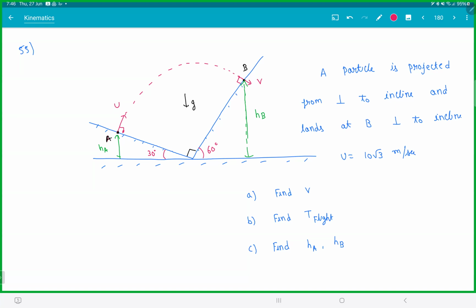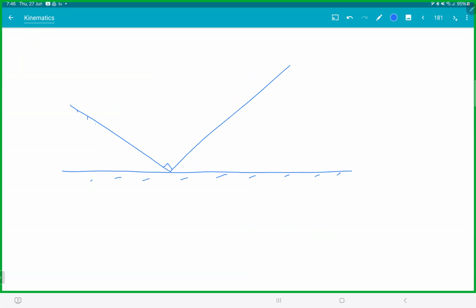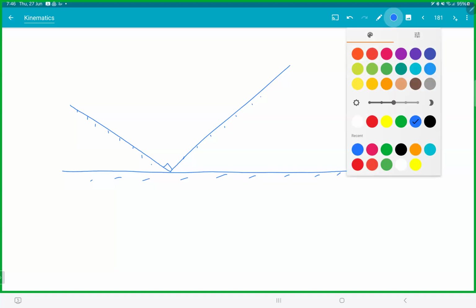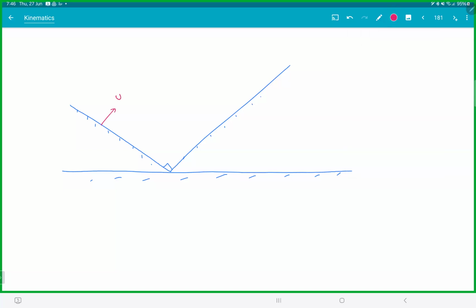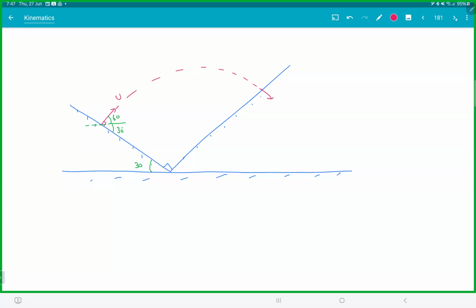See, the velocity part. Now, forget about the incline and all those things. When you're projecting here with speed u perpendicular to the incline, this angle was 30. So this angle was 30, alternate angle. So this was 60. So when you went here and landed again perpendicular like this with V, this angle was 60. So this was 60 and this was 30.